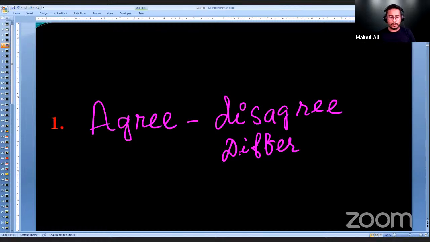For agree, if you want to write the opposite in the exams, better you should go for disagree, okay? This is the simplest way to write it. Agree. I don't want to agree. That means I want to disagree. I want to differ. Agree, differ. So these two words you write it down. Got it, everybody?